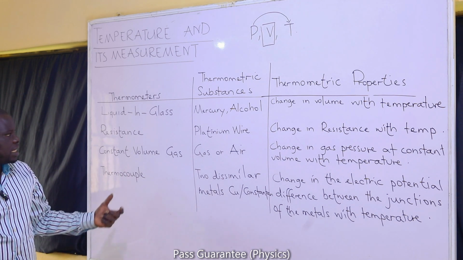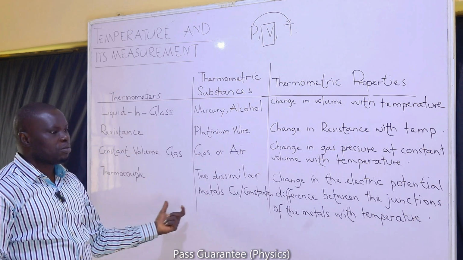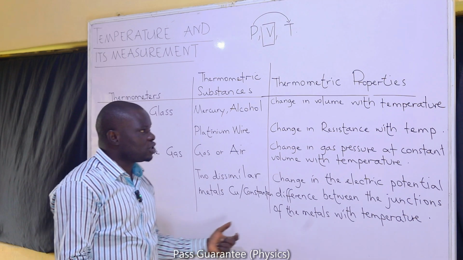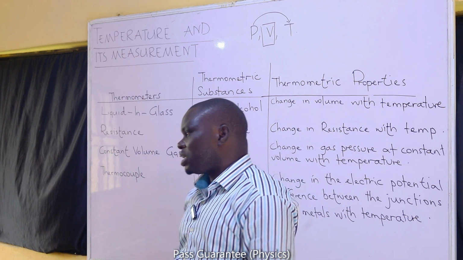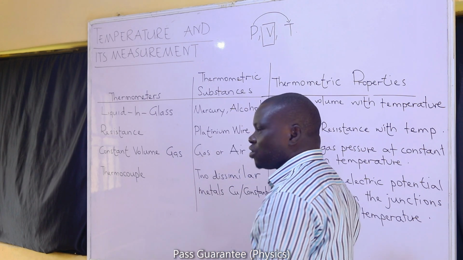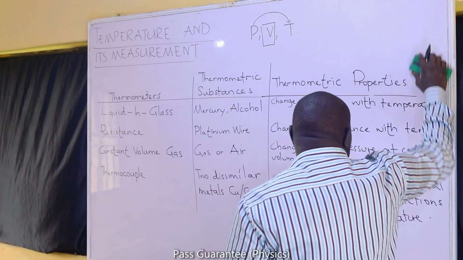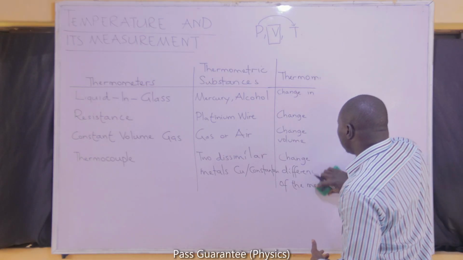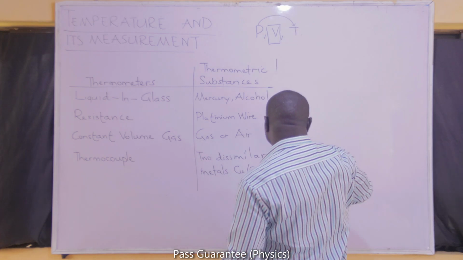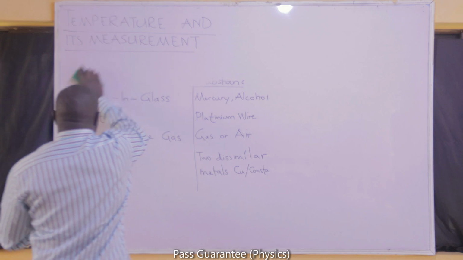So basically, these are the thermometers that we have. These are the substances in those thermometers that enable the measurement of temperature. And these are the properties of those substances that we measure, and we now find a way to convert them to temperature values. So these are the various types of thermometers that we are going to be looking at. We'll start with the liquid in glass thermometer.